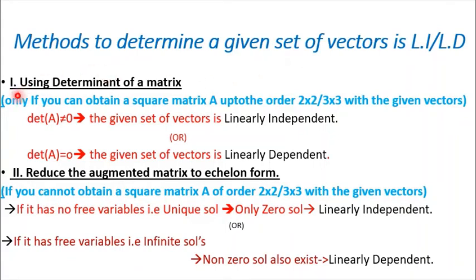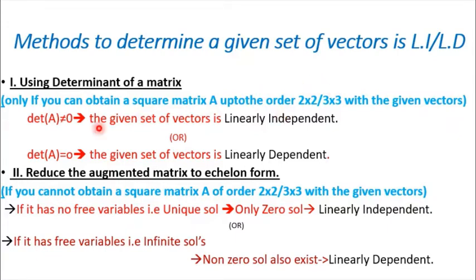The first method is using the determinant of a matrix. What do you do? You can do this only if you can obtain a square matrix A, up to the order 2 by 2 or 3 by 3, with the given vectors. We'll go into detail when we work out a problem. So this you will apply: if vectors are given and you get a square matrix with those vectors of order either 2 by 2 or 3 by 3.